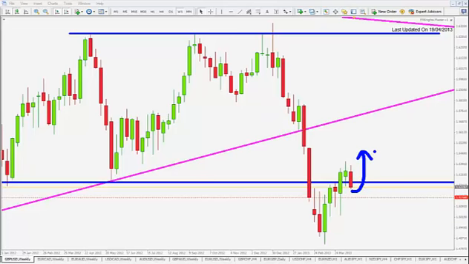All right, the next level of support we are watching on the sterling pound against the American dollar is a 1.1568 level. Once price pulls back down, the chances are that we will see another push again to the upside. This pair has a bullish pin bar on the weekly time frame.